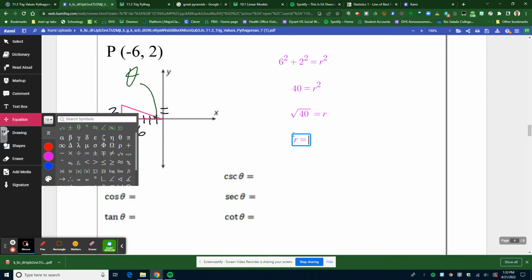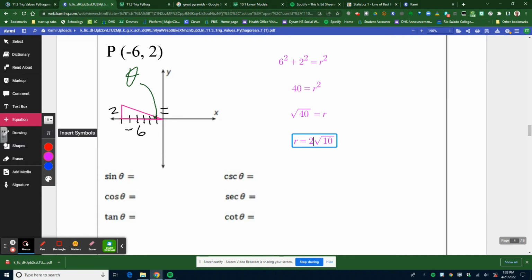All right. R equals. What's a perfect square that divides into 40? 4. So square root of 4 times the square root of 10, but the square root of 4 is 2. So R is equal to 2 square root 10. Okay? At this point, put that on our little equation right here. We can copy and paste.